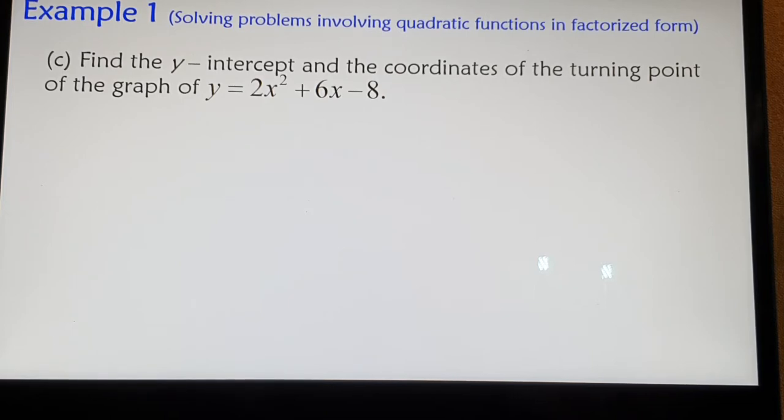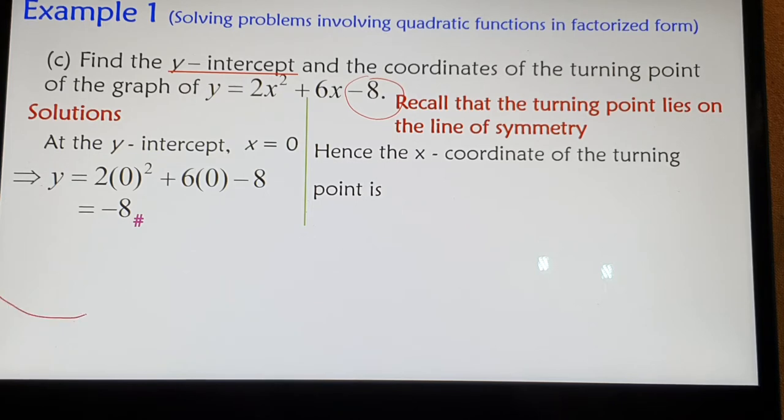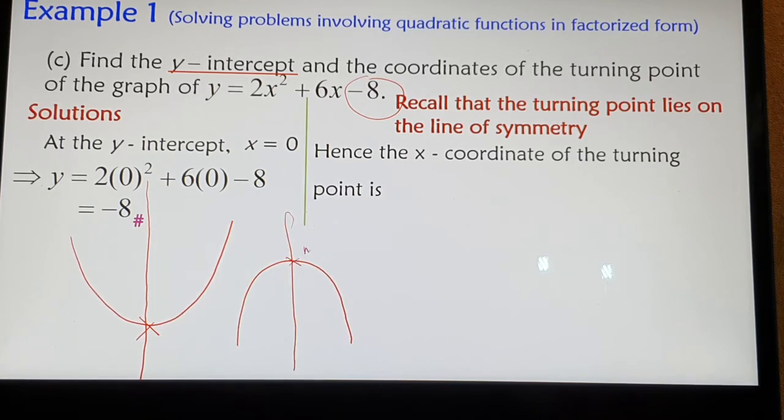Now let's move on to the y-intercept. Actually, the y-intercept is very simple. As you can see, it's just this one, as we mentioned in class. And the turning point. Okay, let me show you. Turning point, you see, this is a happy face, right? This is a happy face. Okay, the line of symmetry is a line that cuts the quadratic graph into exactly two equal halves. So definitely, whether it's a happy or a sad face, the line of symmetry will cut through either the maximum or minimum point.